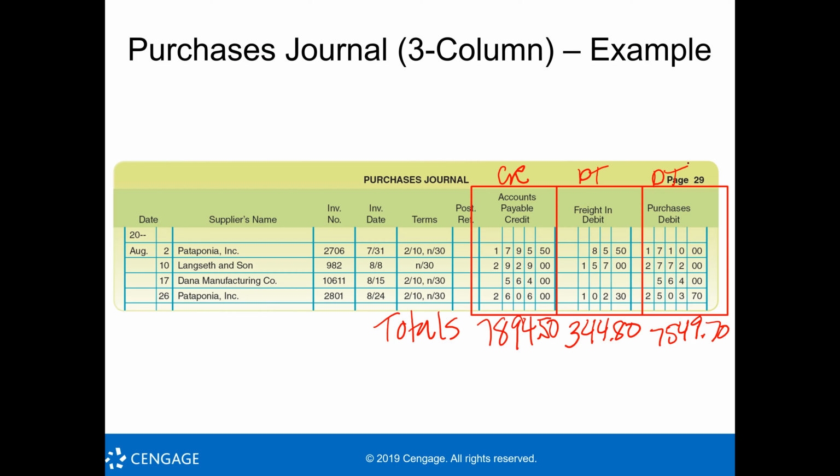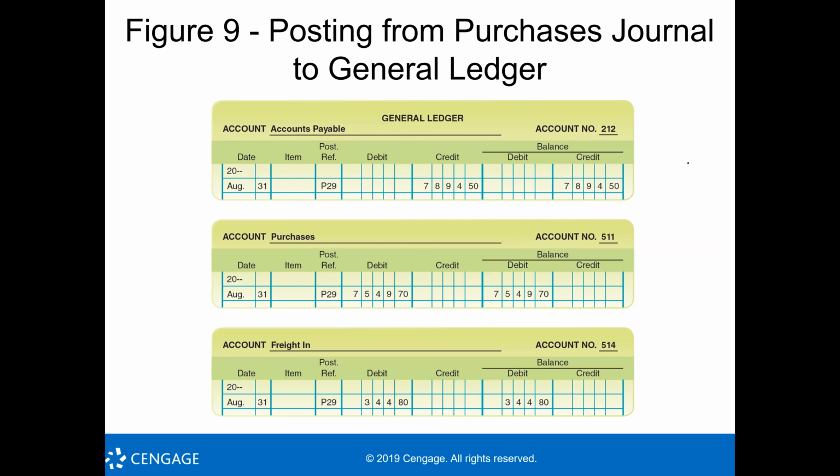A summary entry instead of 4 different entries here. And so that's what it's showing us here. Again, we see that credit to accounts payable, and then the debit to purchases, the debit to freight in. So not too bad. We can think about these special journals, like I said, similar to subsidiary ledgers, where the transactions from our special journals make up the total amount that we're recording in the control account, right?